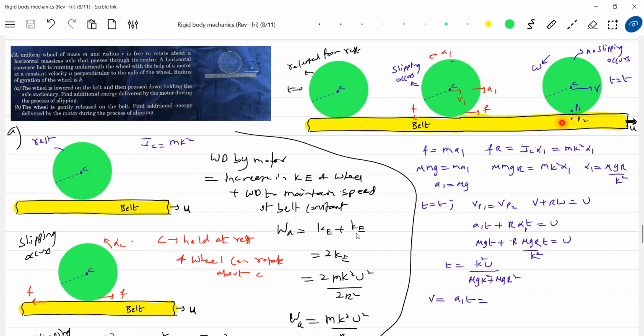The point of application of the friction force is changing by a distance of Ut, so it will be F into Ut. You can do that because the velocity of the belt is constant. Ut becomes the displacement, and the frictional force is acting opposite to that, which is also convenient. So this a1 is mu g, t contains k square U, so mu g gets eliminated and we get U k square.